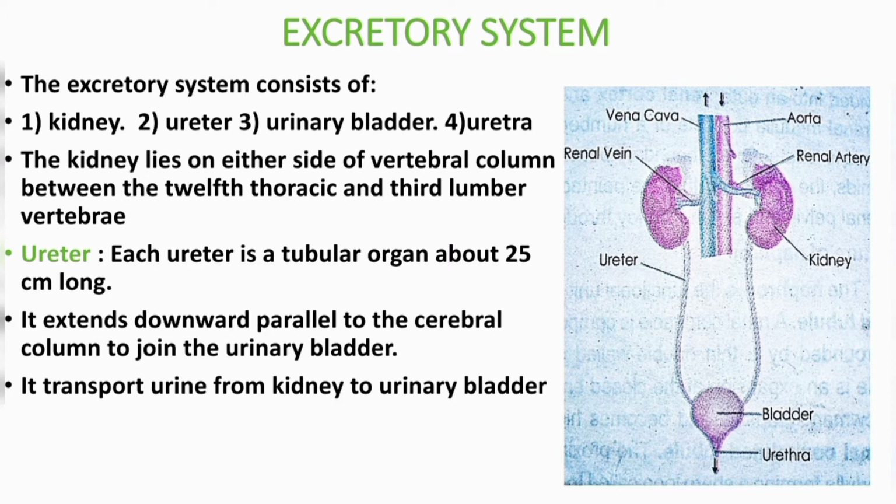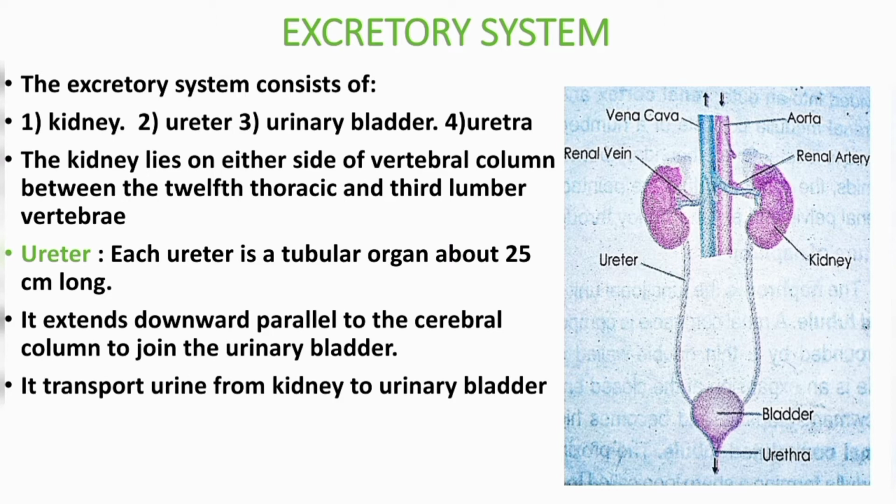The third is the urinary bladder. The urinary bladder is a pouch-like structure, hollow from inside, with a cavity inside it, and it is used to store the urine for a long time until we can resist it. So the urinary bladder is used to store the urine that is formed in the kidney and transferred to the urinary bladder.